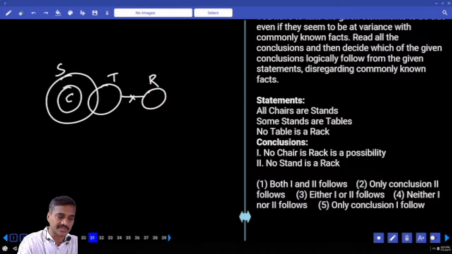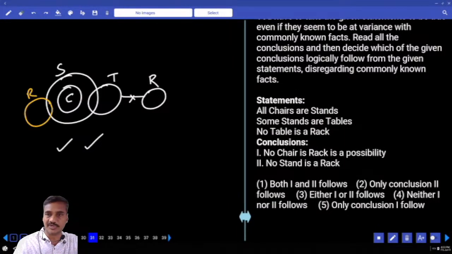As of now, is no chair is rack possible or not? Isn't it? And next one, no stand is rack, that is definitely true. Now to make the second conclusion negative, true or false, I need to prove rack like. Is it possible or not? Yes. Alternate diagram true, previous conclusion false. So what is your answer? Only one, choice 1 for question 31.